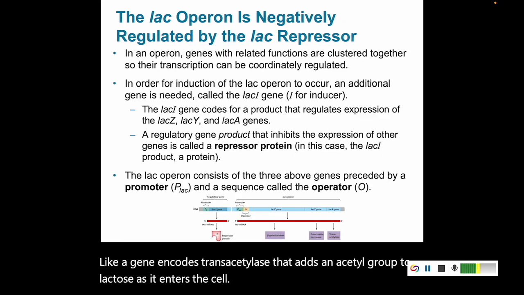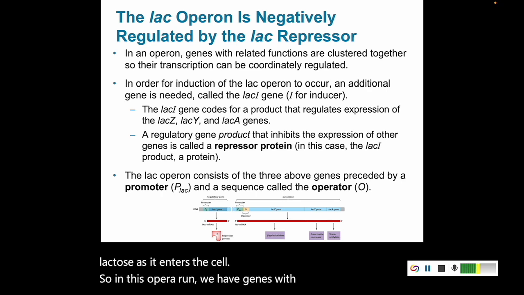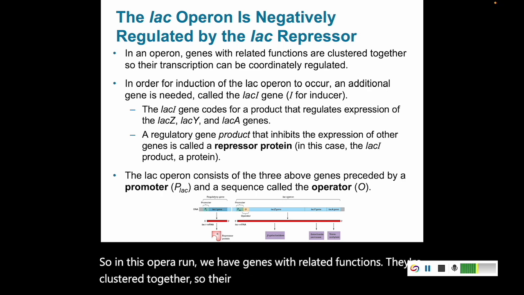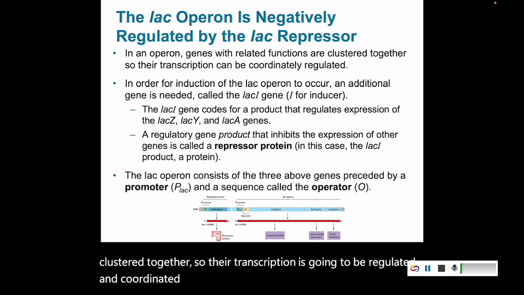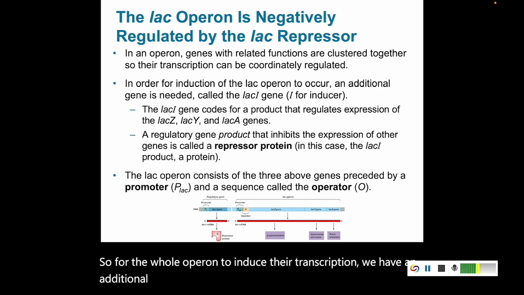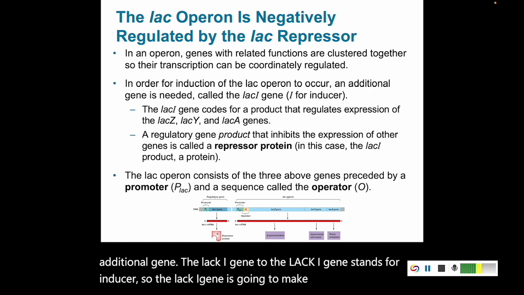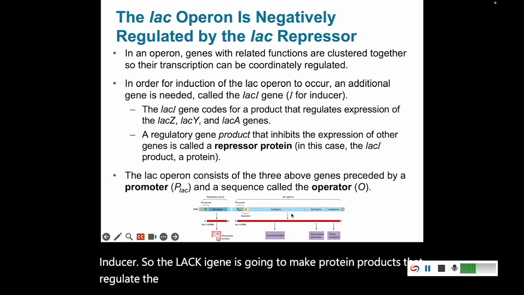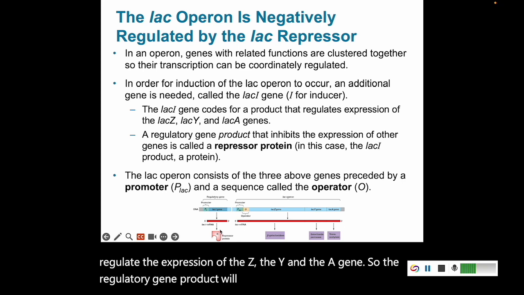So in this operon, we have genes with related functions. They're clustered together, so their transcription is going to be regulated and coordinated together. For the whole operon to be induced, we have an additional gene, the lacI gene. The lacI gene stands for inducer. The lacI gene is going to make protein products that regulate the expression of the Z, the Y, and the A genes. So the regulatory gene product will inhibit the expression of other genes.